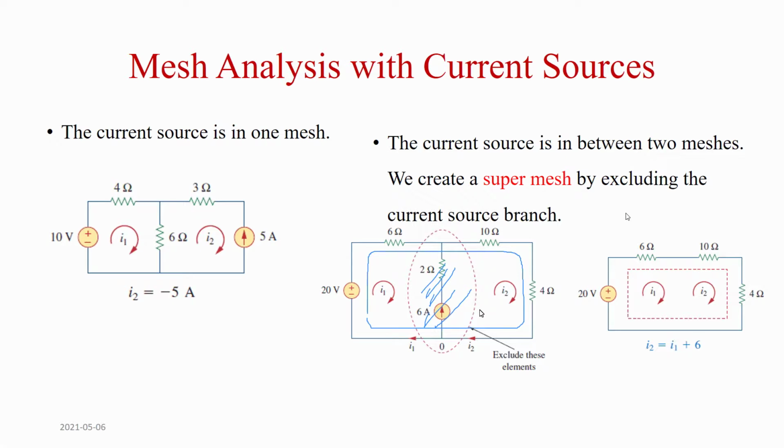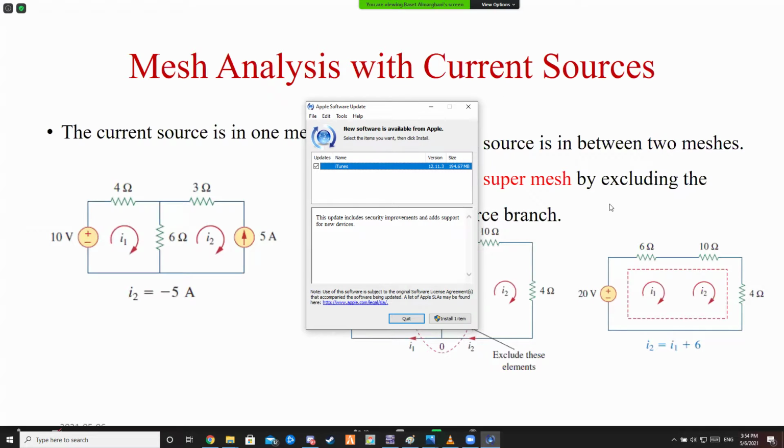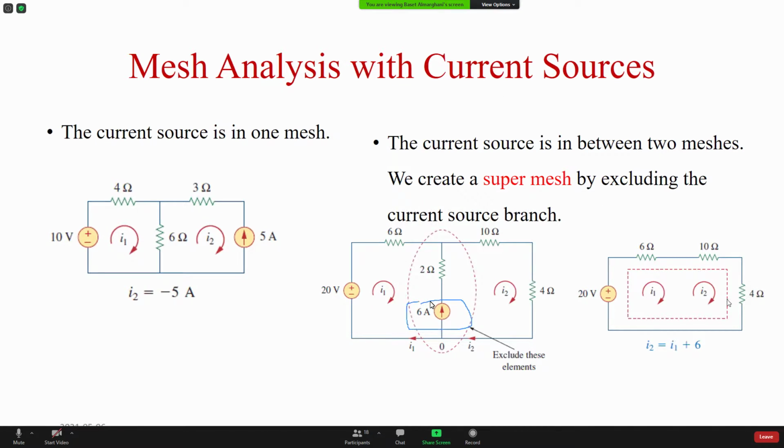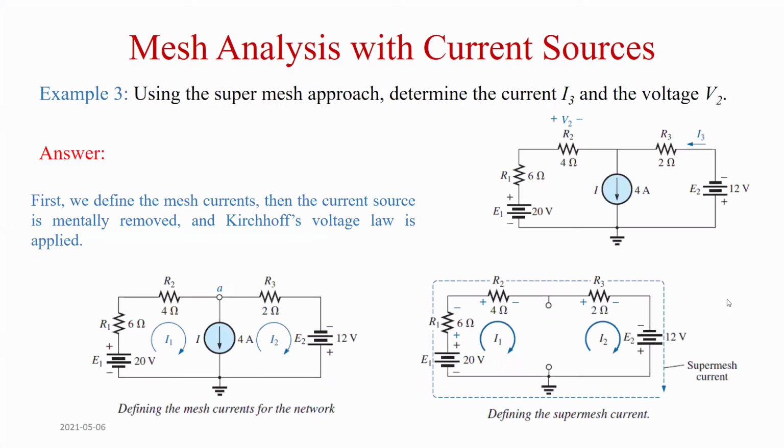Now, because we have two meshes, we need a second equation. The second equation is called the current source equation, which is: this current equals what? It equals the current going this way minus the current going this way, this 6 ampere. So it's I2 minus I1. That gives me the second equation. Now we will see an example or examples of this.